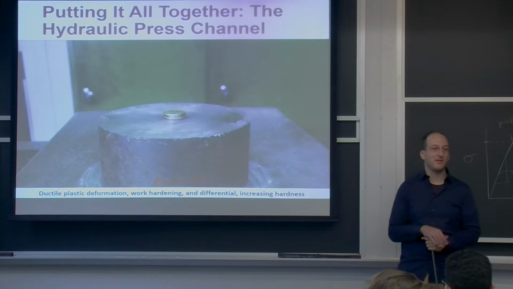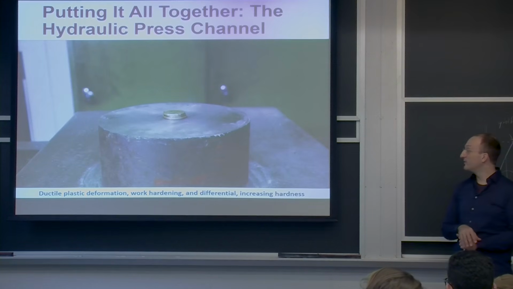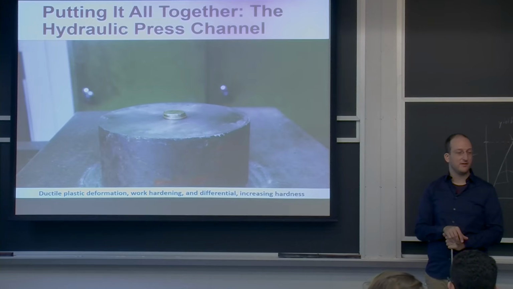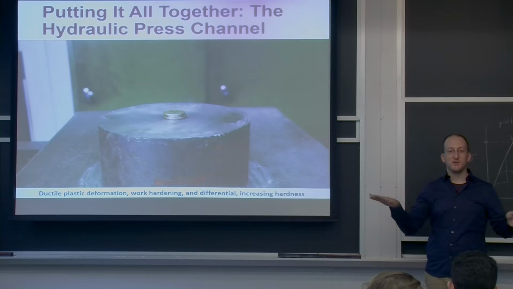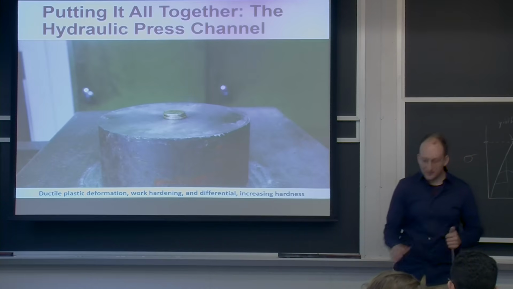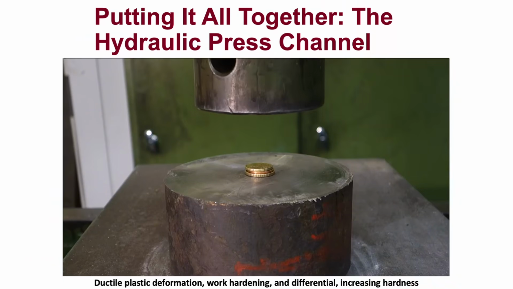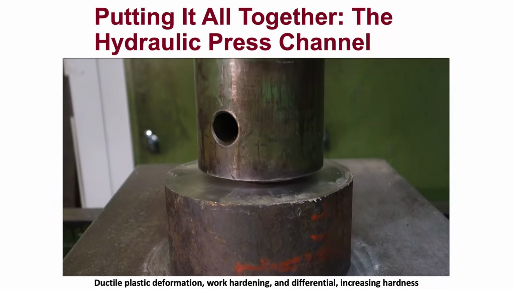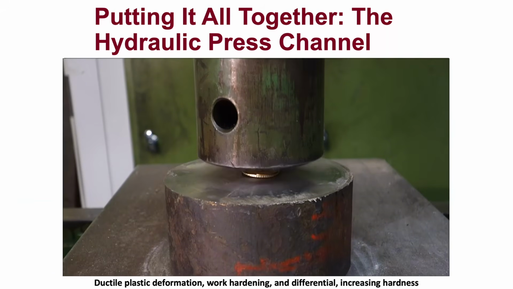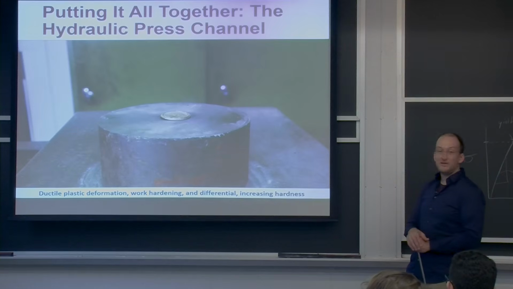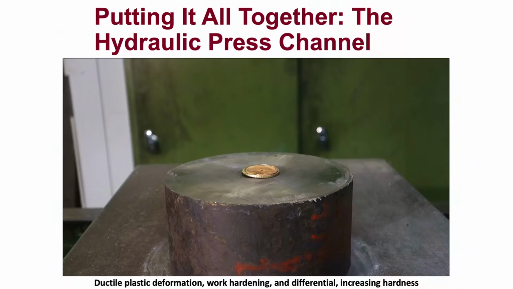What do you guys think is going to happen? We've got what looks like brass and copper coins on a steel base plate. Anyone have any idea? The copper's going to flatten out. It's copper, yeah. Everyone's making this motion, which means everything's going to flatten out, right? Let's find out. Not nearly as much as you might have expected.